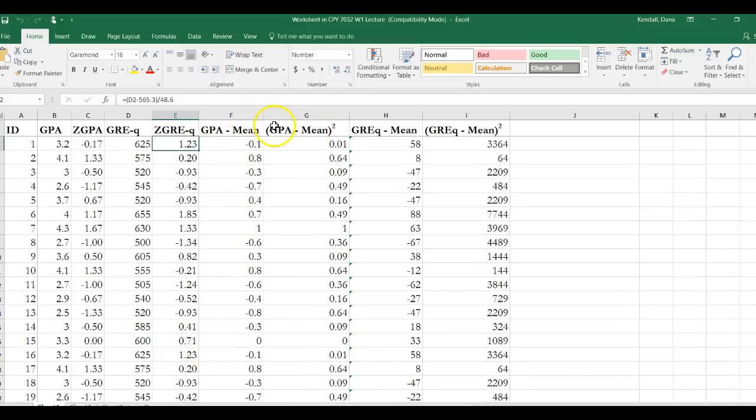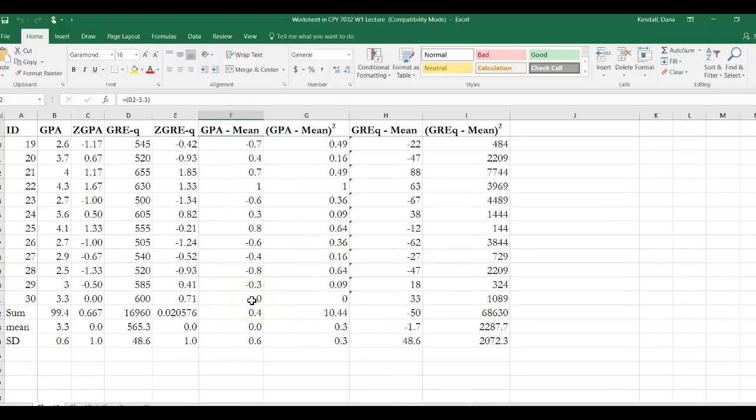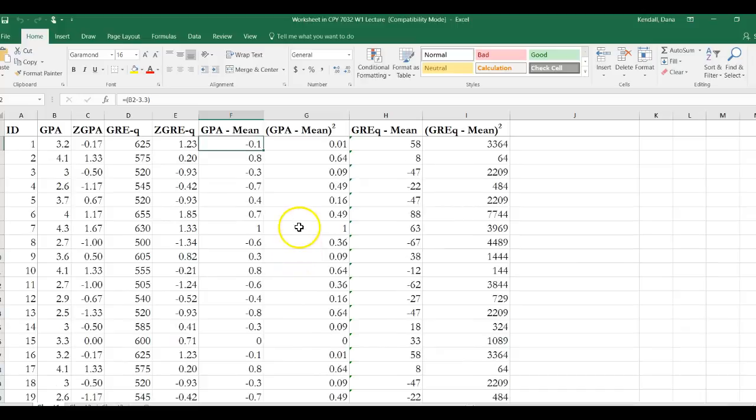But these last columns are just me calculating the deviation score. So the raw data point for GPA minus the mean. These are the deviation scores. And the only reason I did this is to show you that they add up to 0. Same with our NFL example. So this is just another illustration of how that comes out. And so in order to get around that, we'll square that.